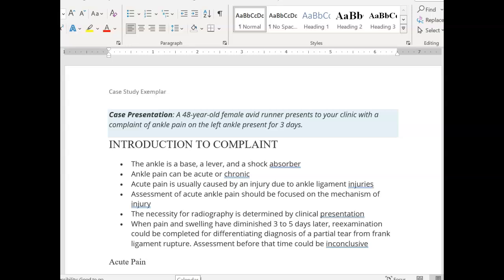So I've created this case study exemplar for you to figure out how this works, okay? You're going to get a simple statement. This one is a 48-year-old female avid runner who presents to your clinic, like a walk-in clinic, with a complaint of ankle pain on the left ankle for 3 days, okay? You get a little bit of an introduction to the complaint that helps you focus in on what we're talking about, right? So we're talking about the ankle. You get a little bit of guidance of what you're thinking about the ankle.